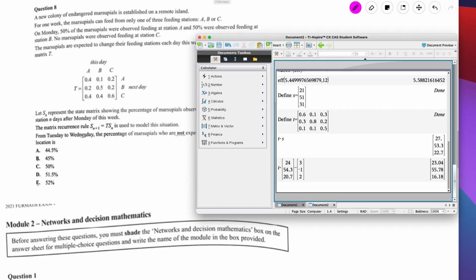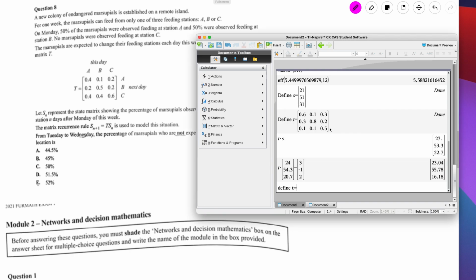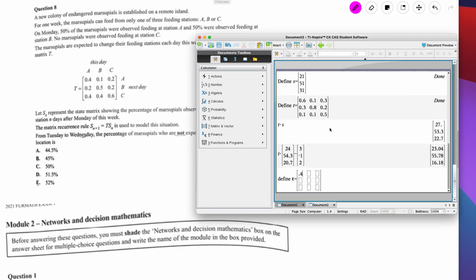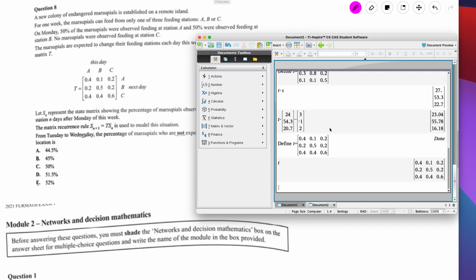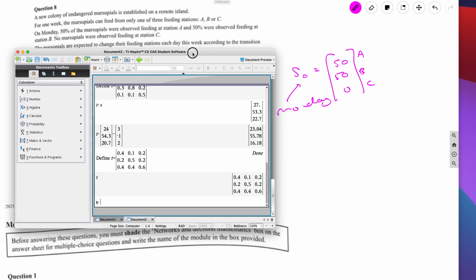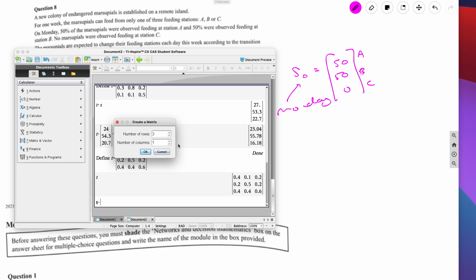So again, I'm going to have to redefine T. Bit of an annoying question. 3 by 3. It'll override it now, so 0.4, and then 0.1, 0.2, 0.2, 0.5, 0.2, 0.4, 0.4, 0.6. I'll just check that that's worked. Yep, it's all good. So now we're just going to go T times the Monday. There we go. 3 by 1.